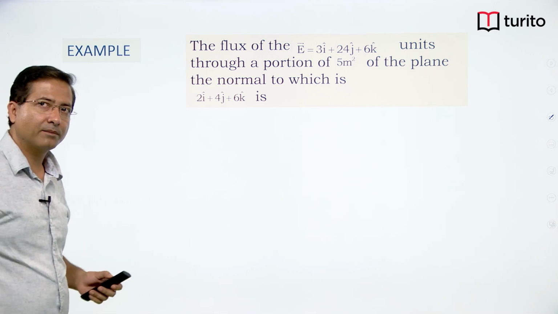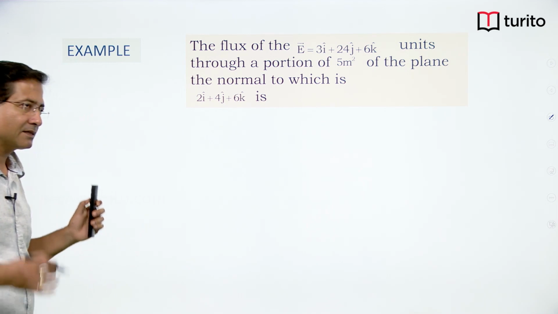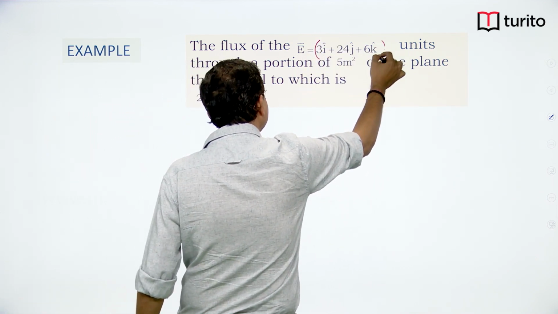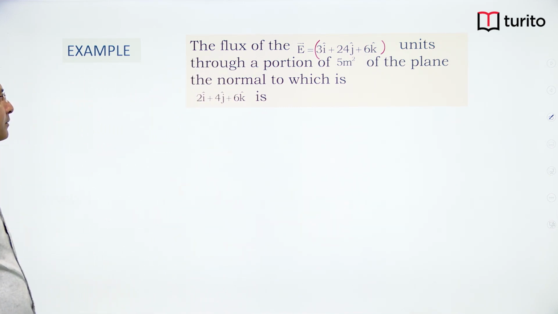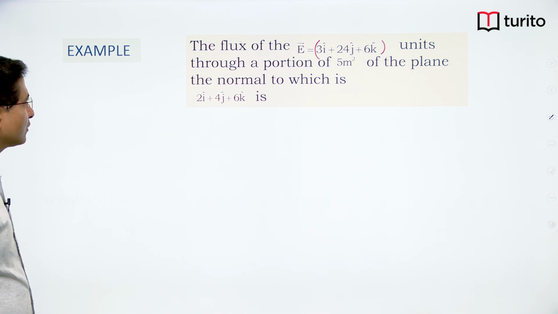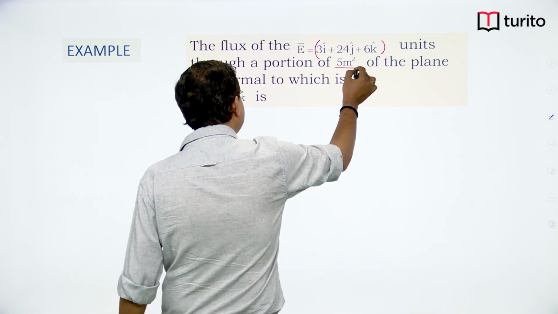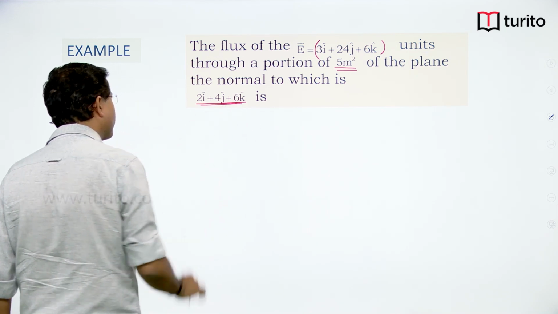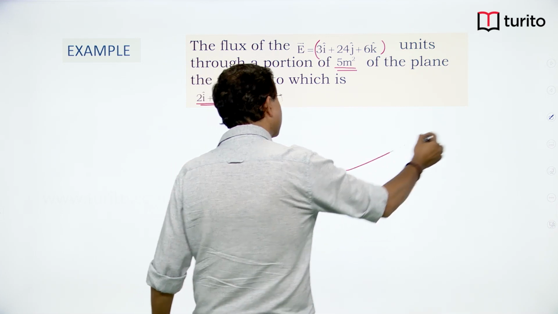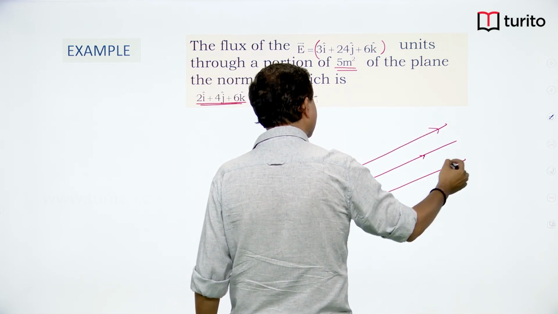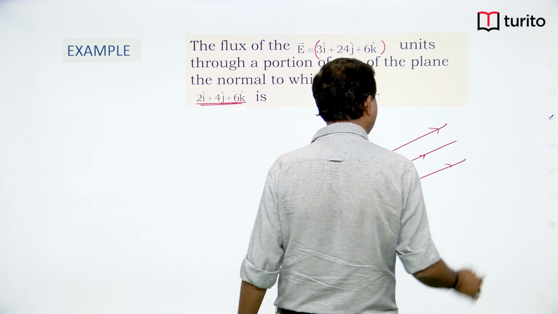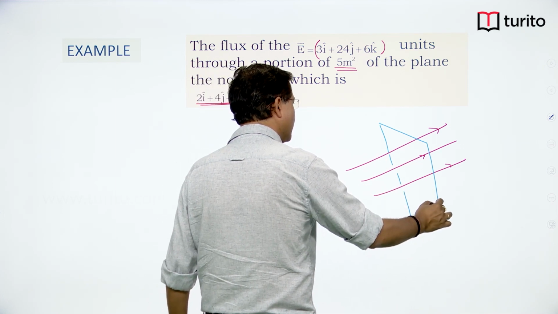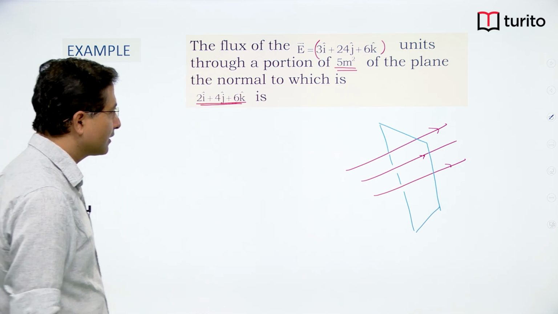Now let us take one simple example. I am placing one plane in a field which is given in 3 dimensions. You can see 3i plus 24j plus 6k, right, and through the area 5 meter square whose normal is in this direction. So the field is in this direction, which is uniform. And we may have the area vector in this direction.